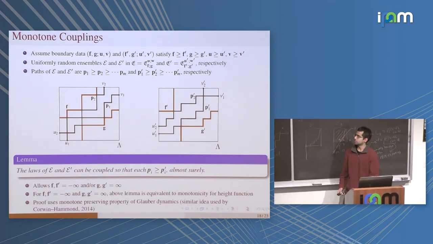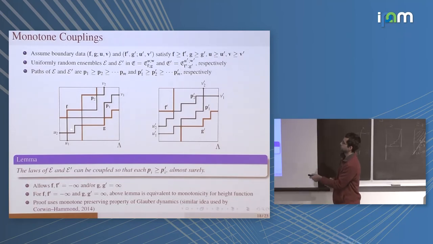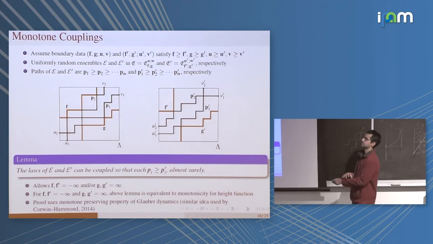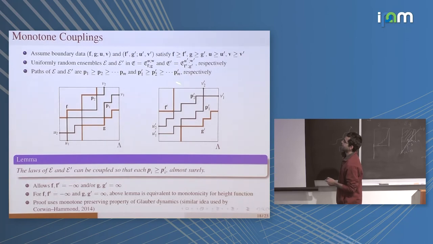So I assume that I have two families of boundary data. I have f, g, u, v. So f and g are, remember, the barriers, and u and v are the entrance and exit data. And then I have the primed version of these. What I'll assume is that everything in this picture lies southeast of everything in this picture, by which I mean if I relate indices. So for example, u1 lies southeast of u1 prime, u2 lies southeast of u2 prime, g lies southeast of g prime, f lies southeast of f prime, et cetera. And same for v1 and v2.